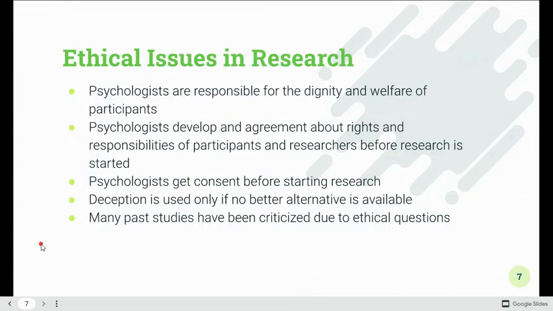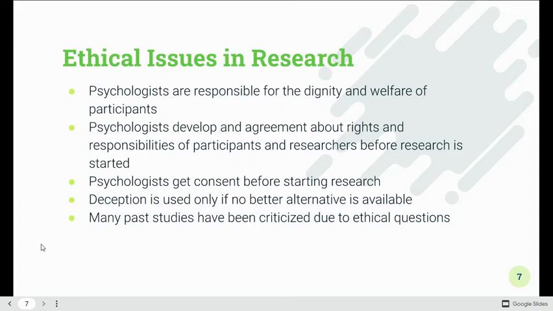Last thing, we have ethical issues in research. Because we're dealing with human beings and animals also, researchers have to be taking into account the dignity and welfare of participants in their studies. They have rights. They have to write up an agreement about the responsibilities of both parties, and to even get their research approved by institutions, they have to have a plan in place for how they're going to treat people.